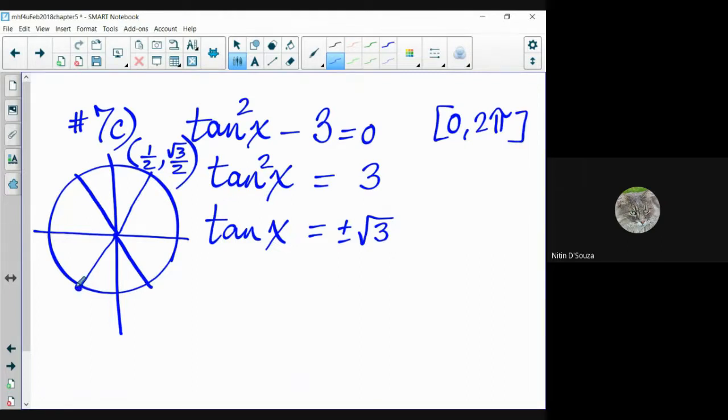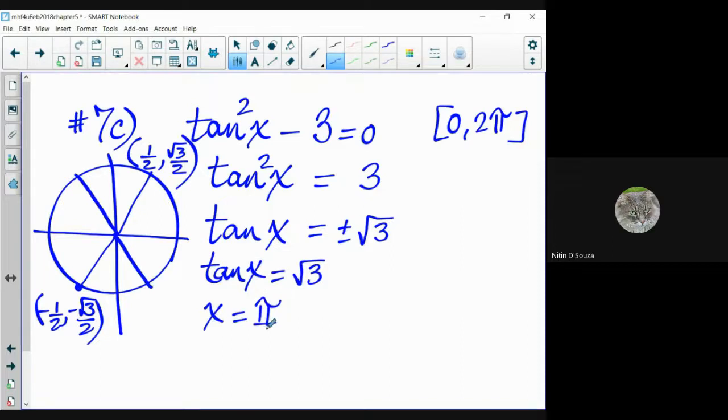When you come to this point, your cosine is negative 1 over 2. Your sine is negative radical 3 over 2. So when you do this over this, positive root 3. So for tan x equals root 3, x is equal to pi over 3 and 4 pi over 3.